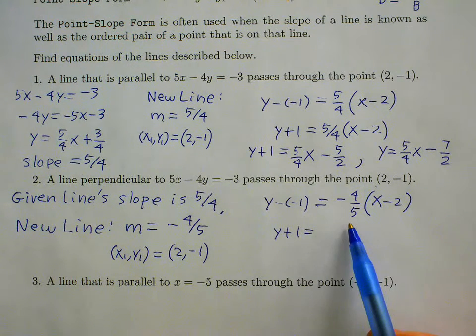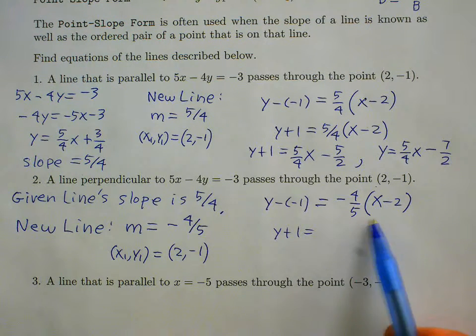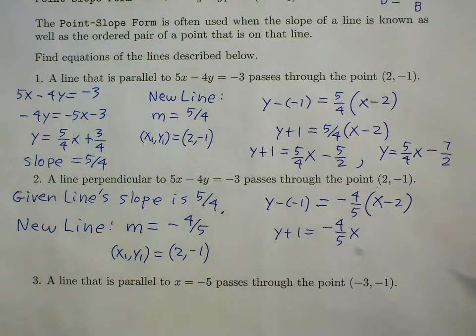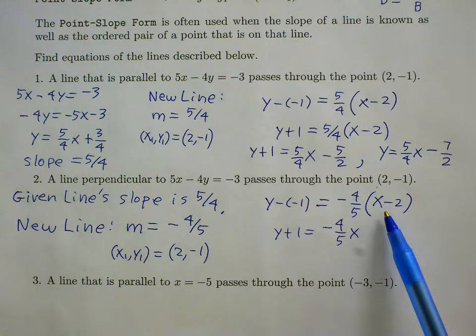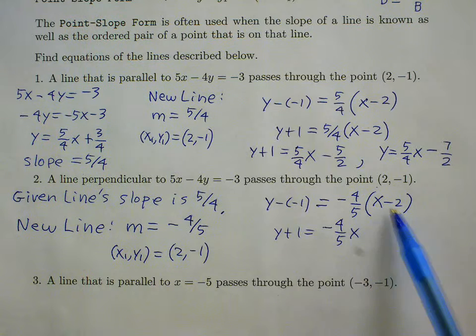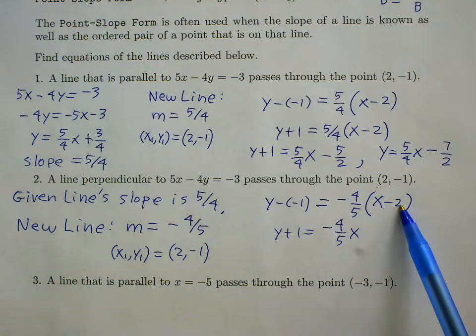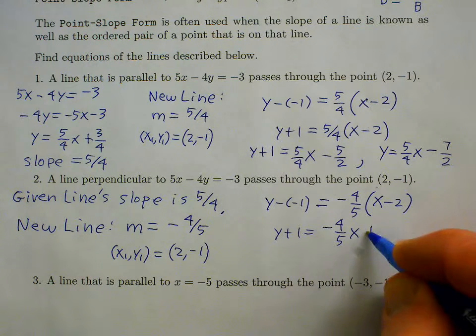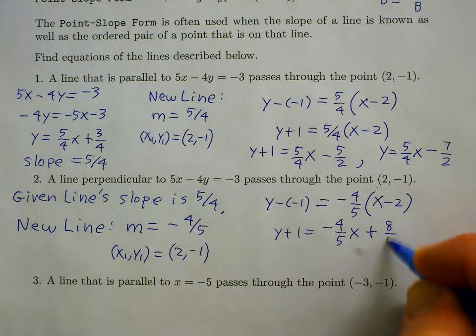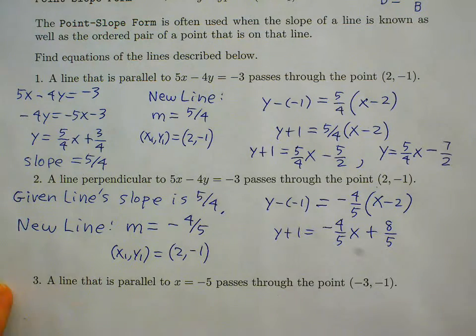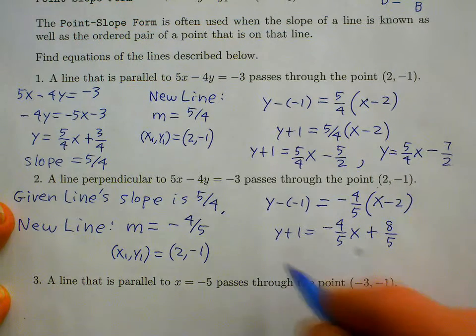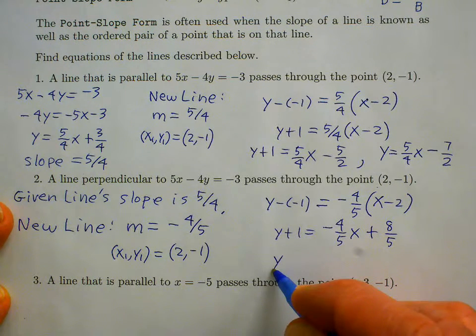And then -4/5 times x. And -4/5 times -2 is +8/5. So we write +8/5. And then we subtract 1 from both sides. So on the left-hand side, we get y.